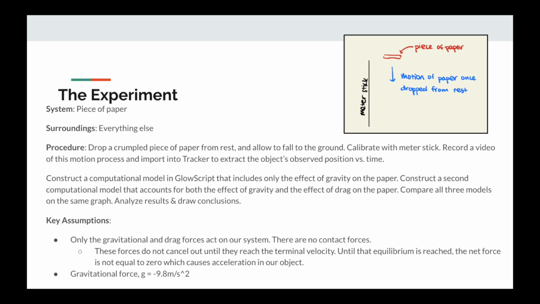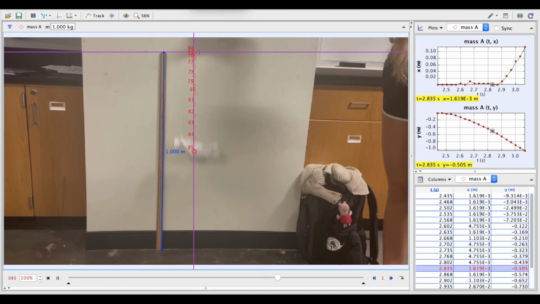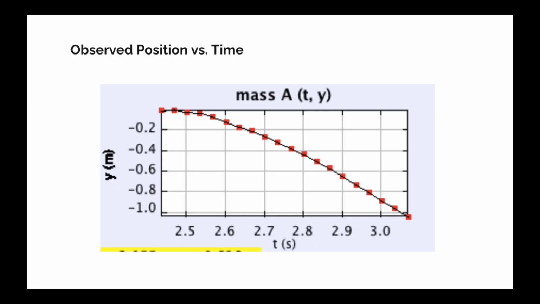Key assumptions we must make in this lab are that only the gravitational and drag forces act on our system. These forces do not cancel out until they reach terminal velocity, and until this point, the net force is not equal to zero, which causes acceleration in our piece of paper. Here in Tracker, we gathered data points from our video after setting the origin and calibration, which after plotting the data yielded the observed position versus time graph we see here.